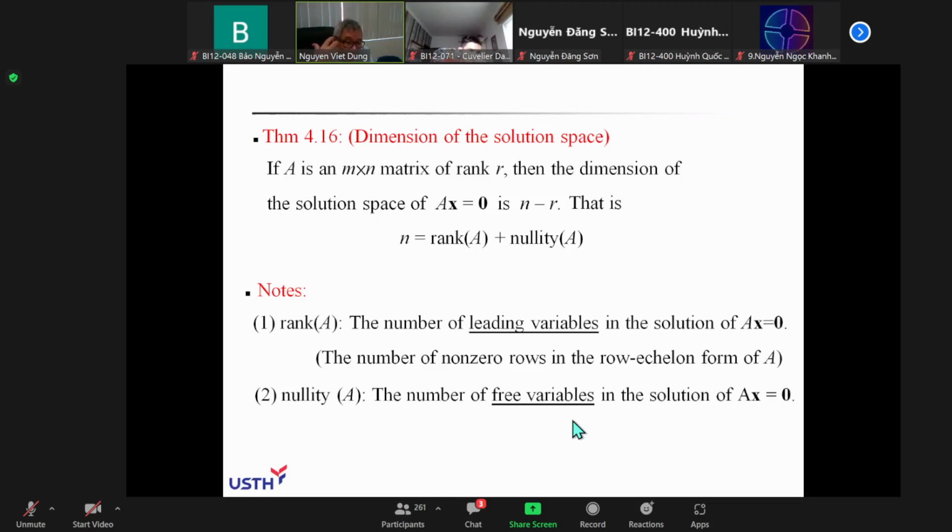If you take a look at the Vietnamese textbook, as I told you, the rank of A can be described like a property: the rank of A equals the number of non-zero rows in the row echelon form of A. I can explain it for you in Vietnamese.